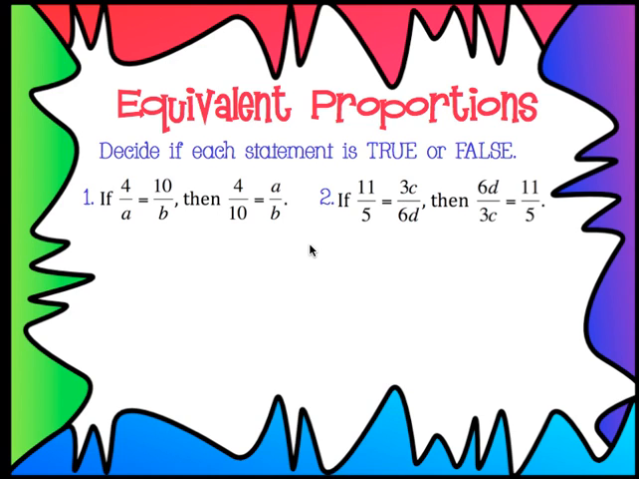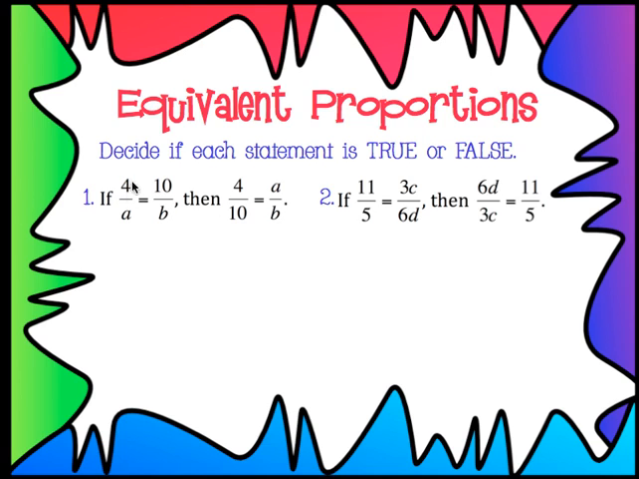This is lesson 6.2 about writing proportions. So the first part is about determining if you have equivalent proportions. Equivalent just means equal. So they may look different but actually end up giving you the same answer. So the way I recommend checking that is to just cross multiply and see if you get the same thing.